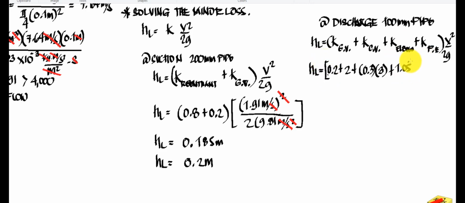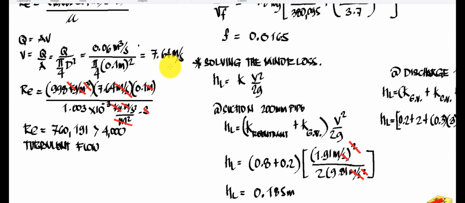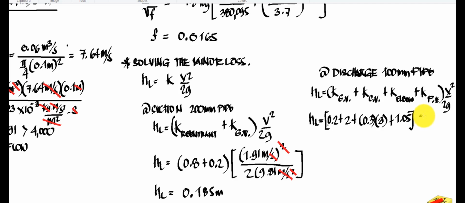Then we have the velocity at that point, which is equal to 7.64. So we have 7.64, that will be meter per second. I'm gonna raise this one to square, divided by 2 times 9.81 meter per second squared. So we have the head loss now for, I'm gonna name this head loss minor at 100 mm.